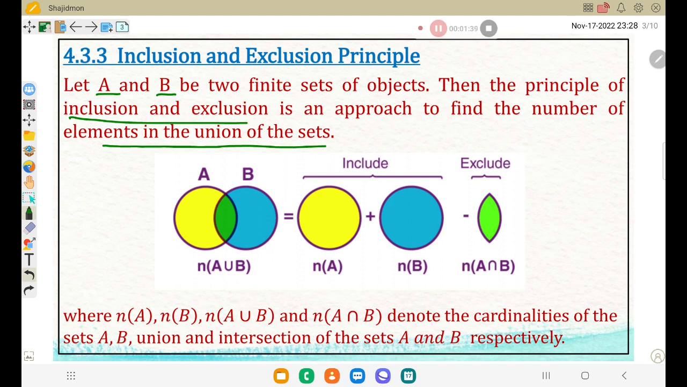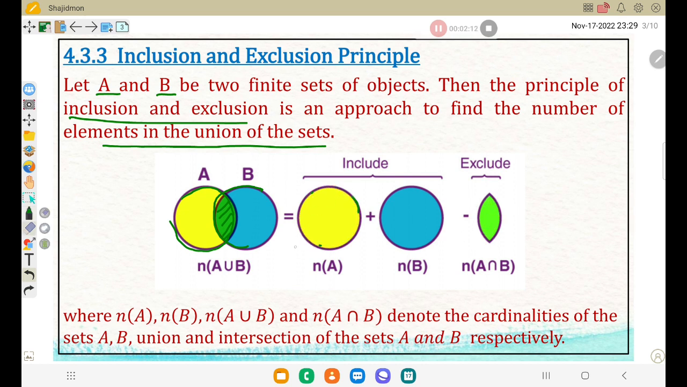To find the number of elements of A union B, first we calculate the number of elements of the set A, that full yellow colored set. Then we calculate the number of elements of the set B. But what happened? This portion is coming two times. When we take the number of elements of A, this portion comes. When we take the number of elements of B also, this portion comes. Two times it is coming. So one time we delete that intersection portion. Then only it will balance, correct?